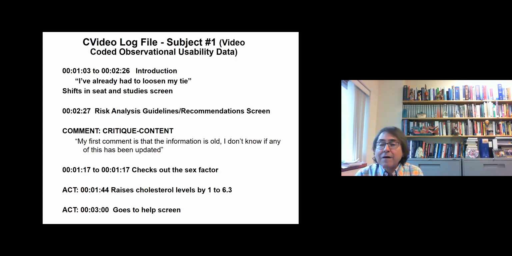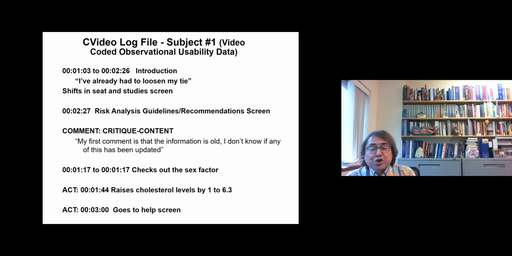And the user, if he saw the video, he looked nervous right away and said, I've already had to loosen my tie. And then at 2 minutes, 27 seconds, he goes into the risk analysis guideline screen and says, right off the bat, I use usefulness under usability, but on some of the definitions have usefulness under user experience. But the idea is it has to be useful.